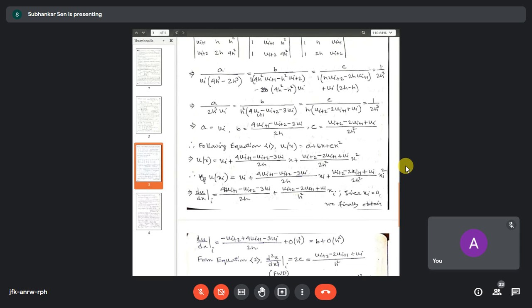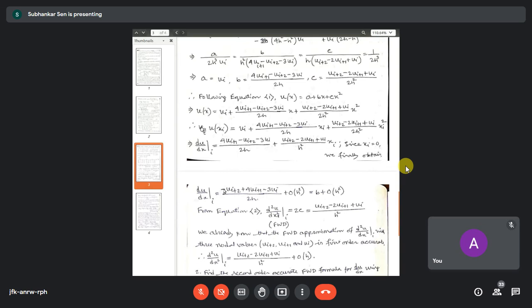So du/dx at the ith point. If you simplify here, du/dx at the ith point comes as (-u_{i+2} + 4u_{i+1} - 3u_i)/2h. This is a one-sided forward difference. With respect to point i, we are moving only in one direction, the forward direction. Because of that, this is a forward difference, using i+1 and i+2. You have taken second order accuracy, so this has 3 nodes.